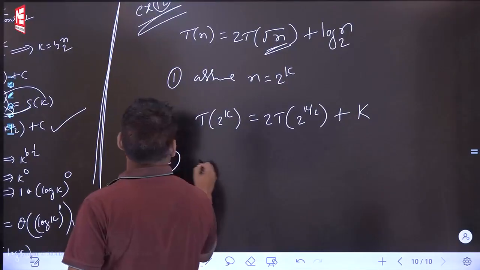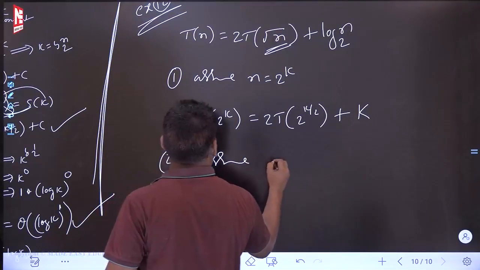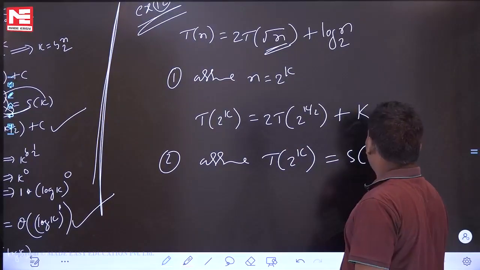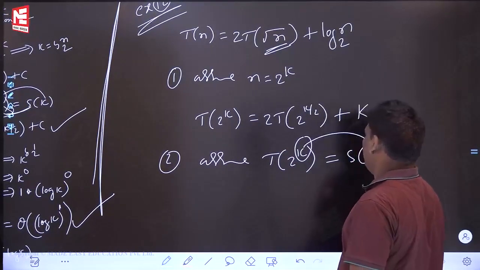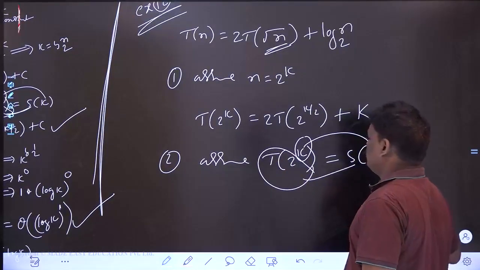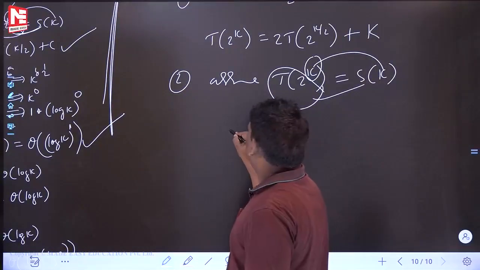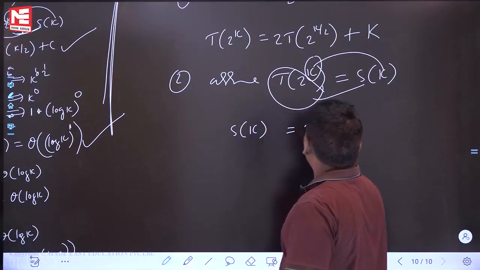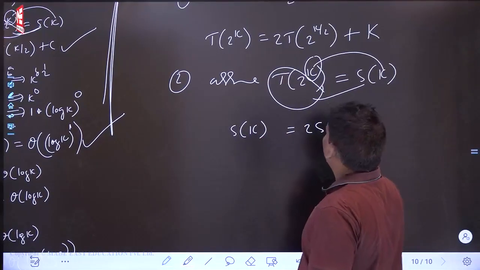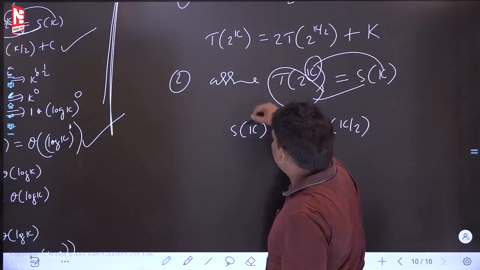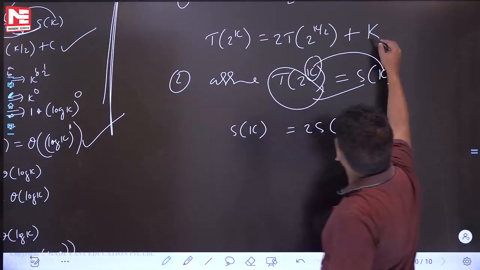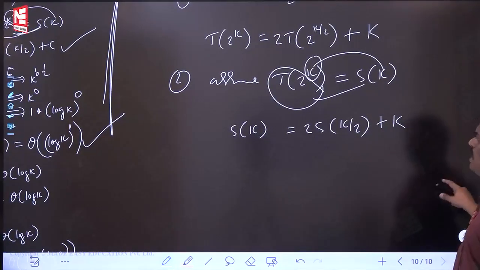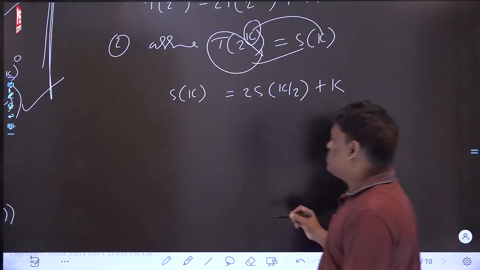See the second step. Assume T of 2 power k is equal to S of k. Standard procedure: whichever is in the power, keep it here, and the remaining is T of 2. Now what is the answer? It will become S of k is equal to 2S of k by 2 plus k. Where T was there, S will come. Here there is no T, only k. So the first two steps are over and the master theorem format has come. Now solve this using the master theorem.